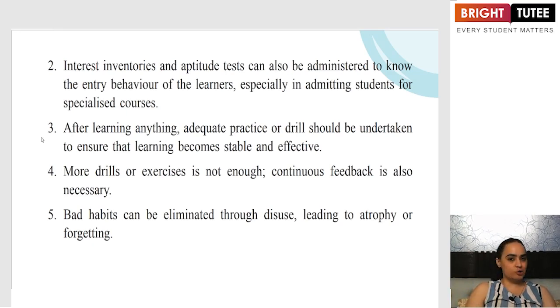The third implication of Thorndike's theory is that after learning anything, there has to be a good amount of revision, good amount of practice, good amount of drilling that needs to be taken, so that the teacher can be sure that whatever has been taught in the class is retained in the mind of the children. Unless that takes place, if the teacher shifts to a new topic altogether, she should be ready that the child is going to forget it.